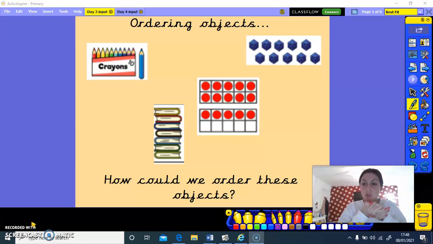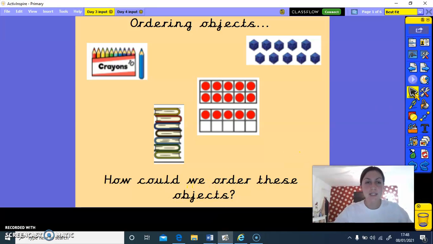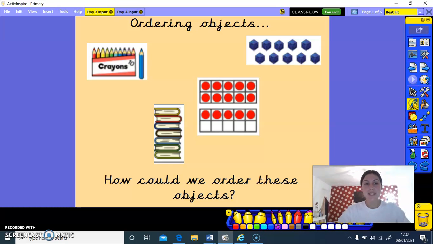Yes, so we could do it from maybe smallest to largest or largest to smallest. For example, why don't we do smallest to largest? So out of these, which do you think is the smallest amount? Yes, I think it looks like the books. Let's have a count and make sure, and then we can order them. So let's start with the books.